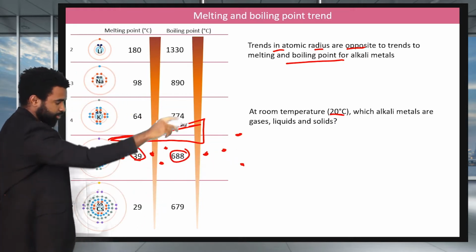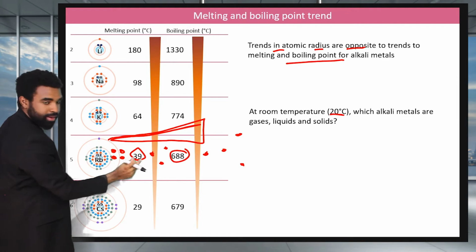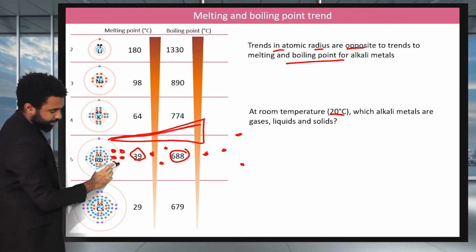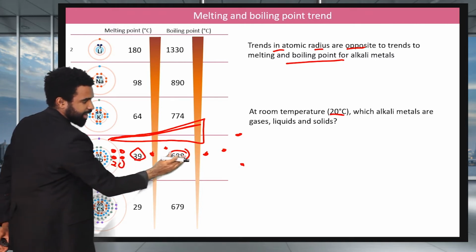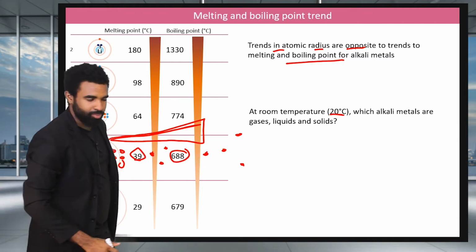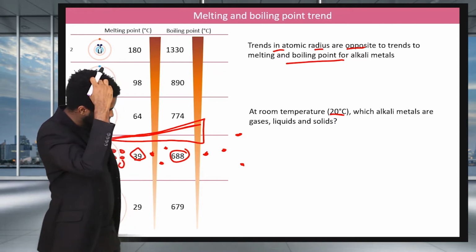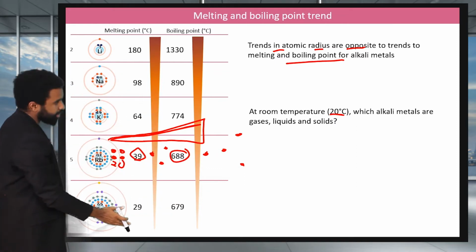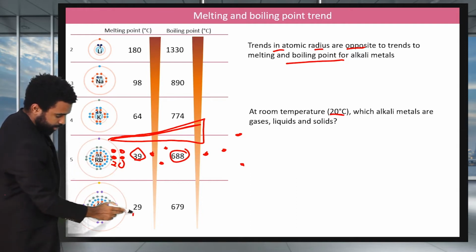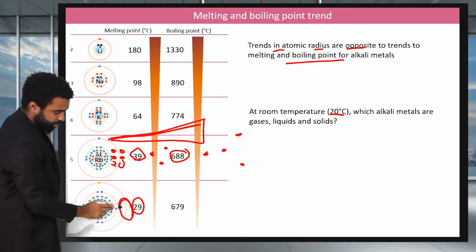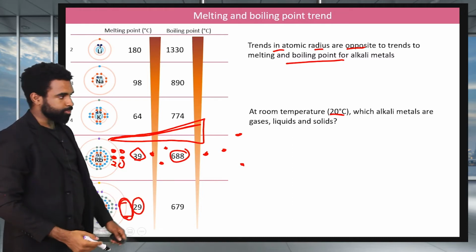Okay, so 20 degrees, where is that? That is even before the melting point. So at 20 degrees, it is still just a solid. At 39, it becomes a liquid. At 688, it becomes a gas. Hopefully that makes sense, pretty intuitive. And so based on this, we can deduce that all of the alkali metals are solids at room temperature because for all of them, the melting point is above the room temperature value.